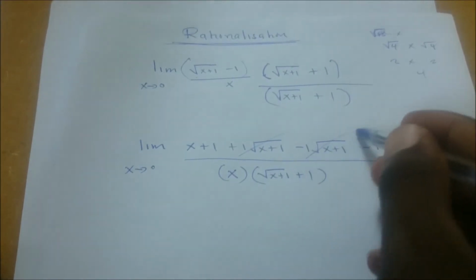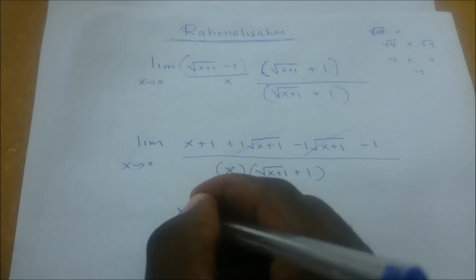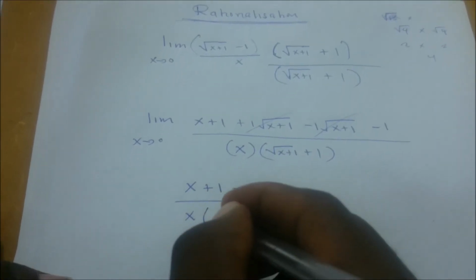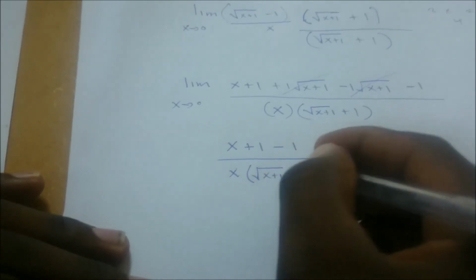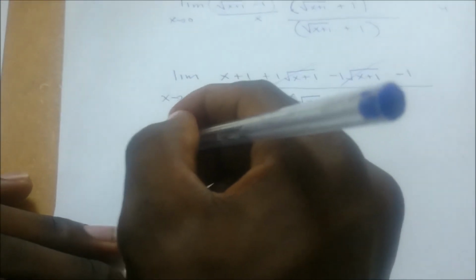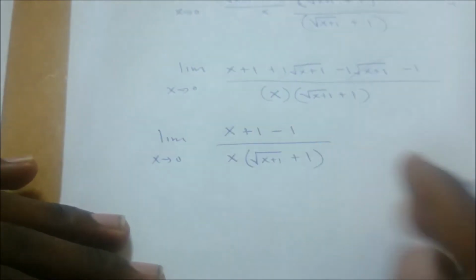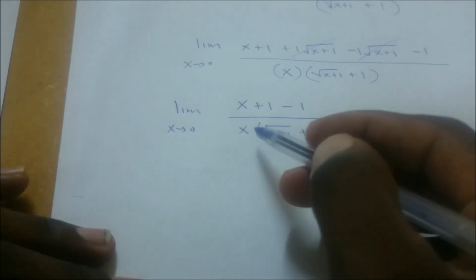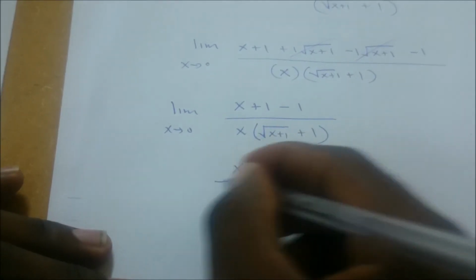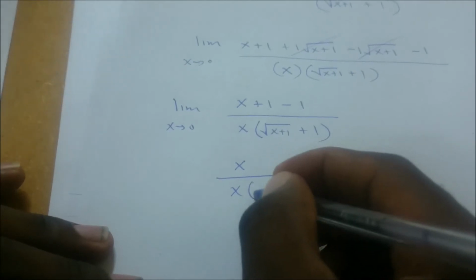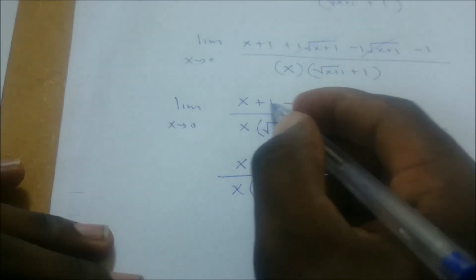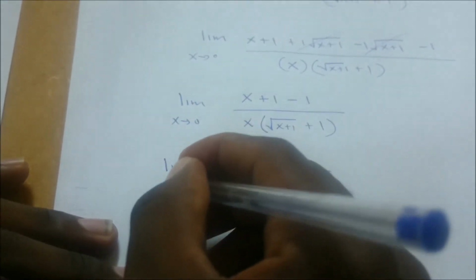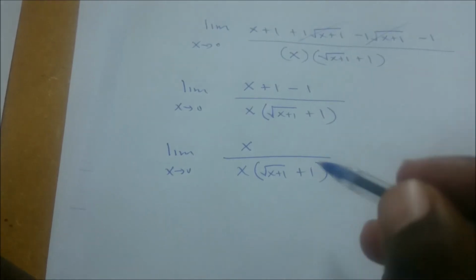So these guys will cancel. We're going to remain with x plus 1 minus 1 over x times the root of x plus 1 plus 1, the limit as x is approaching 0. This is positive, this is negative, so even these guys will go. So we're going to remain with x over x times the root of x plus 1 plus 1, because the plus 1 minus 1 goes. The limit as x is approaching 0.